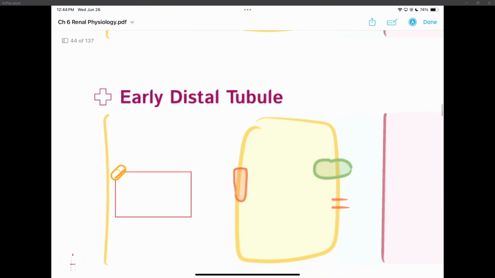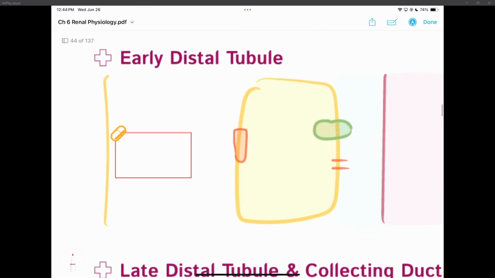In the early distal tubule, we have a sodium, let me change that.